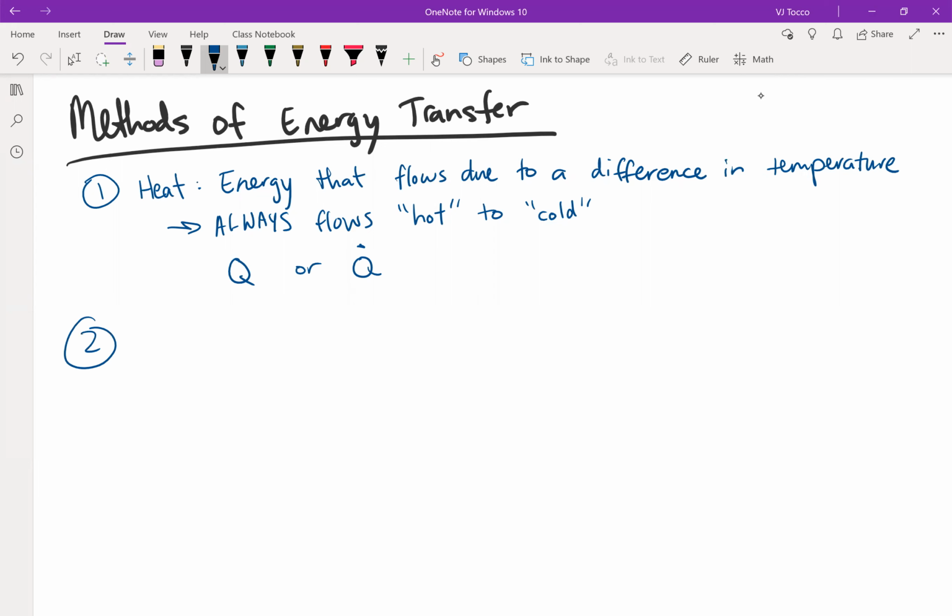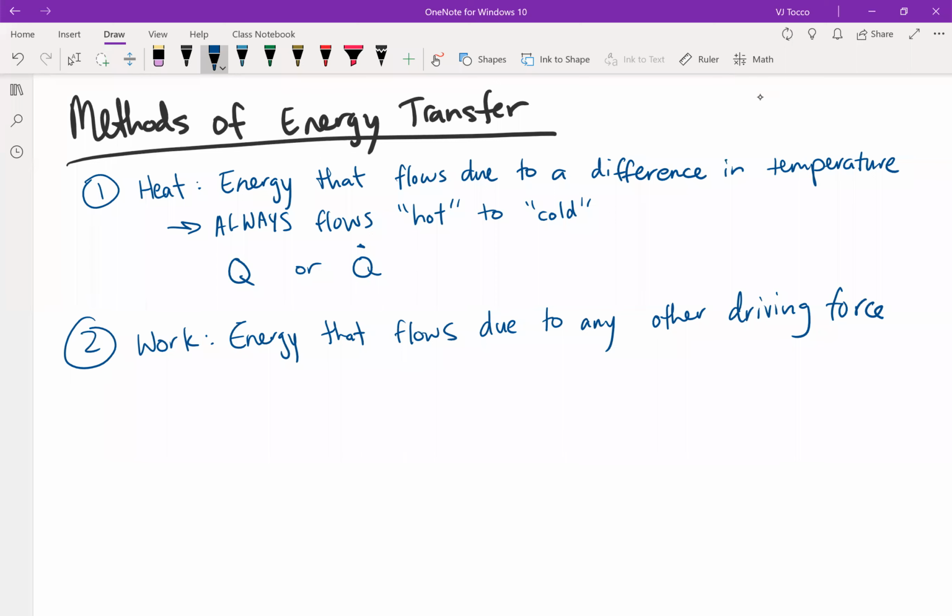The second form of energy transfer is work, and work is energy flowing due to any driving force that is not a temperature difference. So when I think of work, I think of those strongman competitions where they're pushing a car or picking up a big heavy rock or something. These are all energy flows due to a driving force that is not a temperature difference. The symbol for work is W, or W dot for a flow of work.